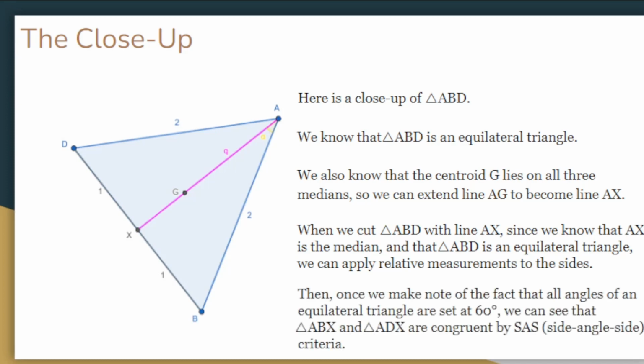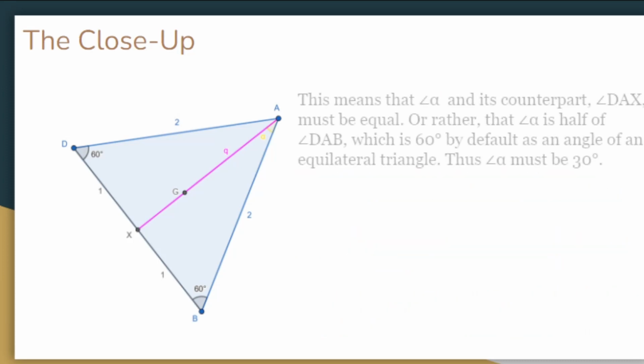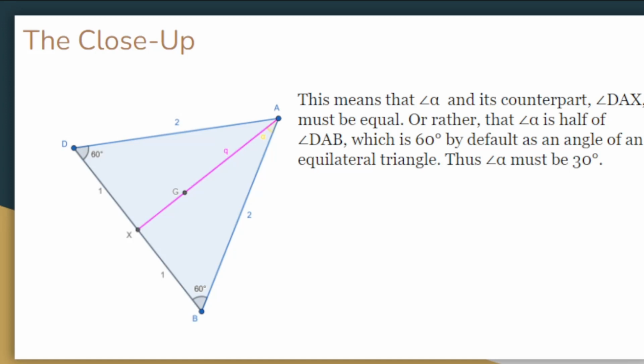Then, once we make note of the fact that all angles of an equilateral triangle are 60 degrees, we can see that triangle ABX and triangle ADX are congruent by SAS, or side angle side criteria. This means that angle alpha and its counterpart, angle DAX, must be equal, or rather, that angle alpha is half of angle DAB, which is 60 degrees by default as an angle of an equilateral triangle. Thus, angle alpha must be 30 degrees.